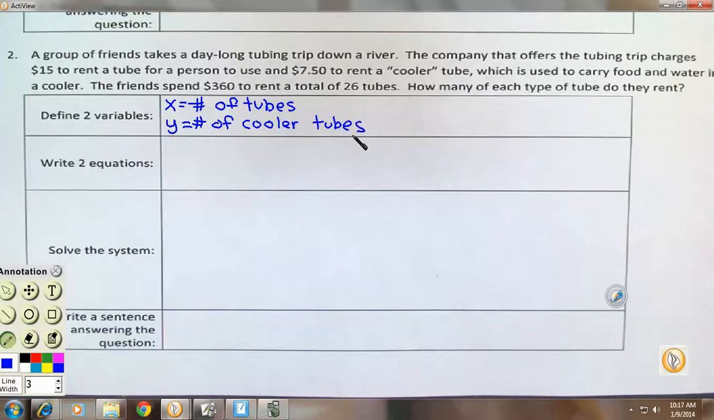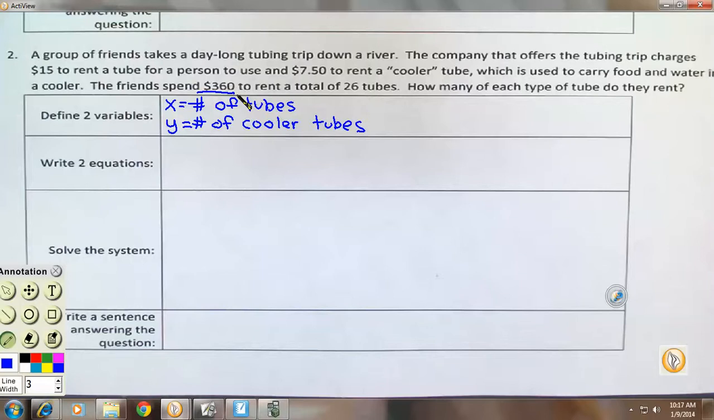So tell me some information. What are some things that we know that are going to help us to write our equations? $360. Good. The friends spent a total of $360. That's important. That's how much total money they spent. So let's talk more about money. We know it was a total of $360. Do we know how much each tube costs?